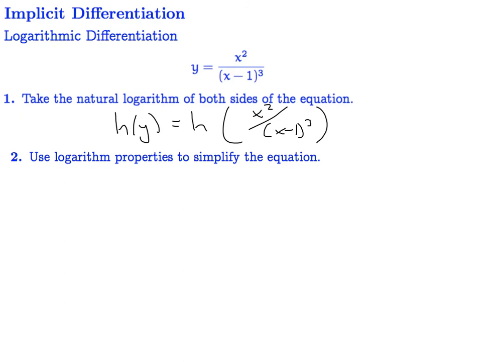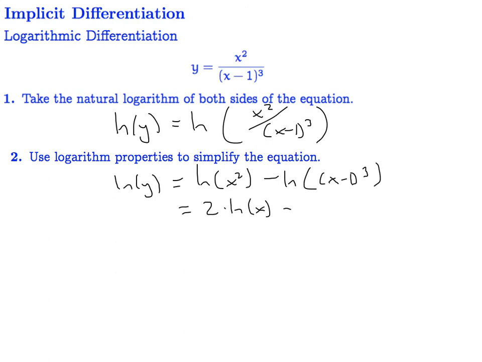The next thing we want to do is use these logs to simplify things. So on the left we still have natural log of y. There's usually not a lot that's going to happen over there. But on the right hand side we can break this up first into two separate logarithms using the division property. And using the power property we can simplify this down quite a bit as well, because those exponents just come down in front.